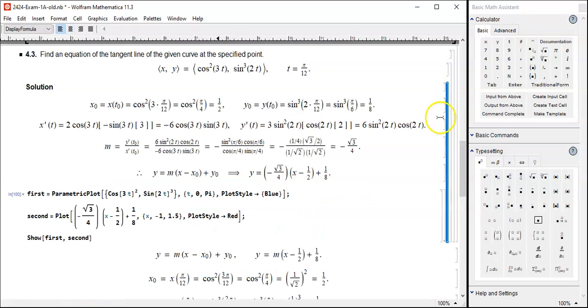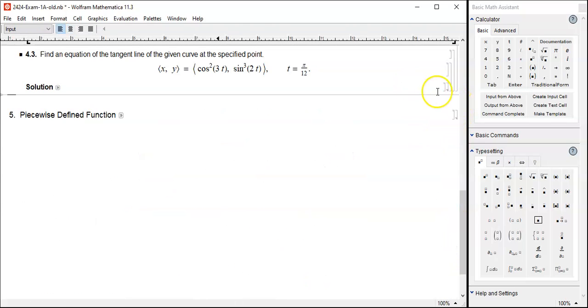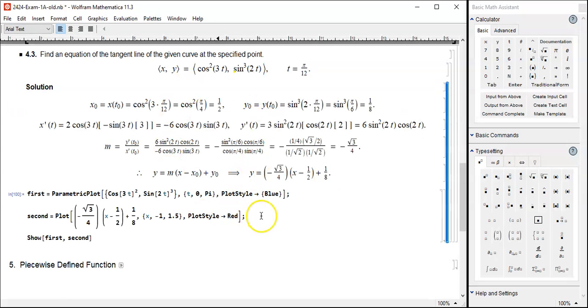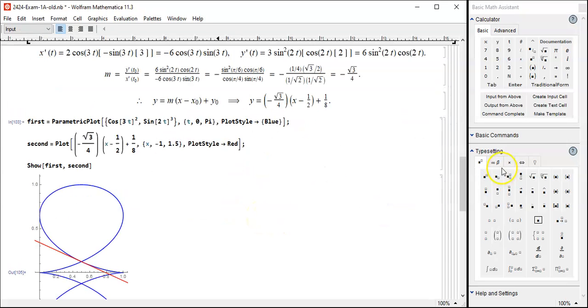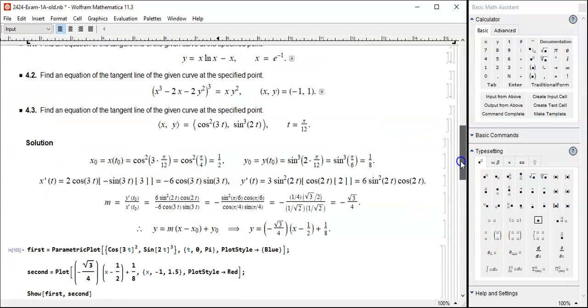Let's see, did I do everything correctly? Yes, I did. Everything seems okay. So I no longer need this anymore. And here it's a full solution and the visualization. As you can see, we have this tangent line.